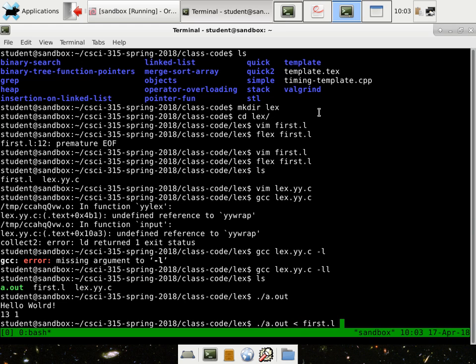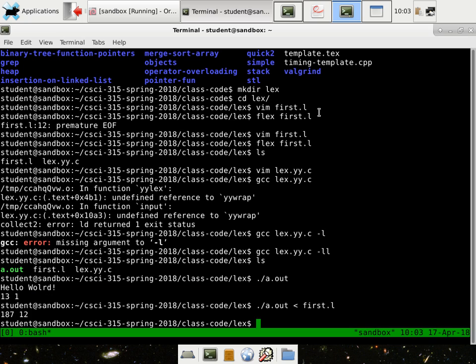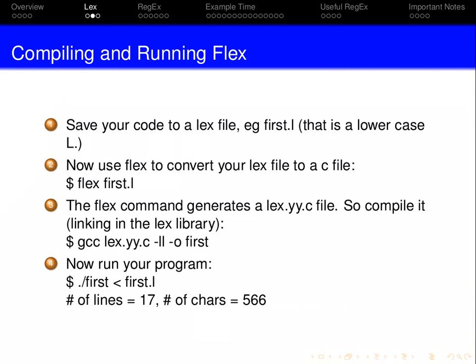Another cool thing you could do is just go ahead and send it first.lex, and it says that one has 187 characters and 12 lines. Okay. That's not too interesting, but I just wanted to show you exactly what's going on.